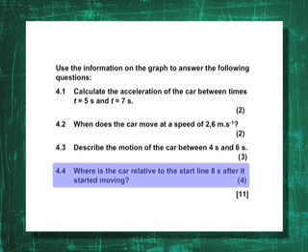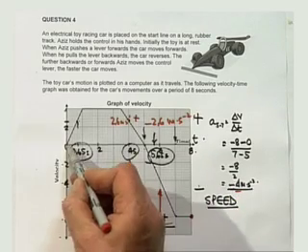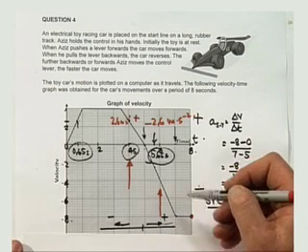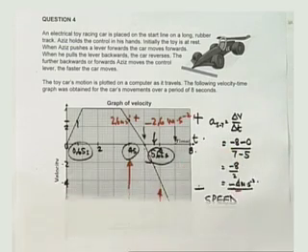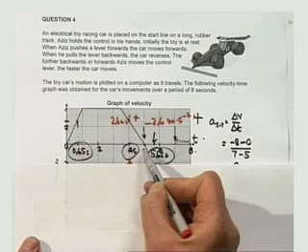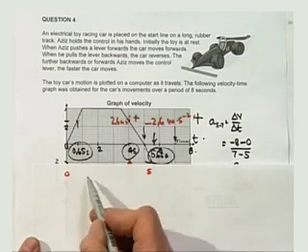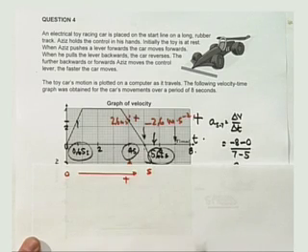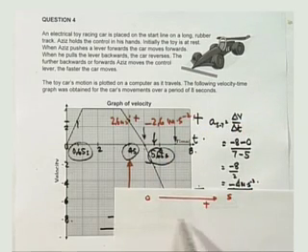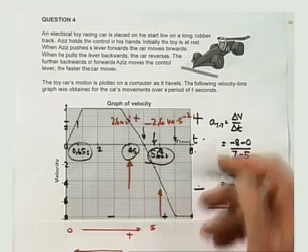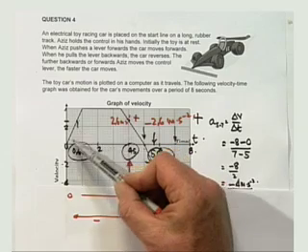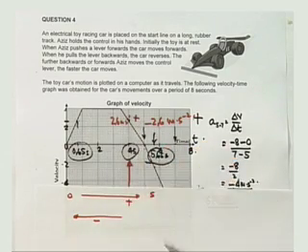Now, the last question says, where is the car in relation to the start line 8 seconds after it starts moving? Okay, now here is 8 seconds after it started moving. There it started moving. And what this question is saying, find out the position of the car after 8 seconds, which means we have to find out how far it went. Now, take note, in this first 5 seconds, from 0 to 5, it was traveling in a positive direction. From 5 to 8 seconds, it's traveling in a negative direction. Now, what we need to do is to find out how far it moves positive and how far it moves negative. And of course, you know the trick. It's work out the area under the curve.